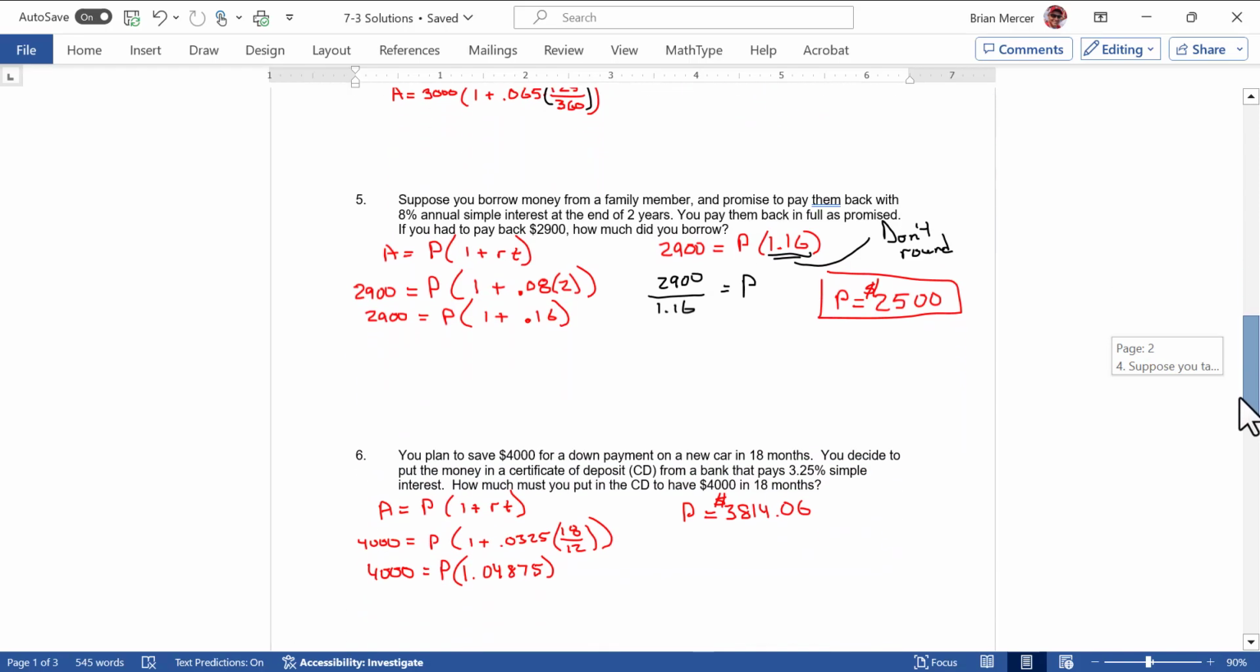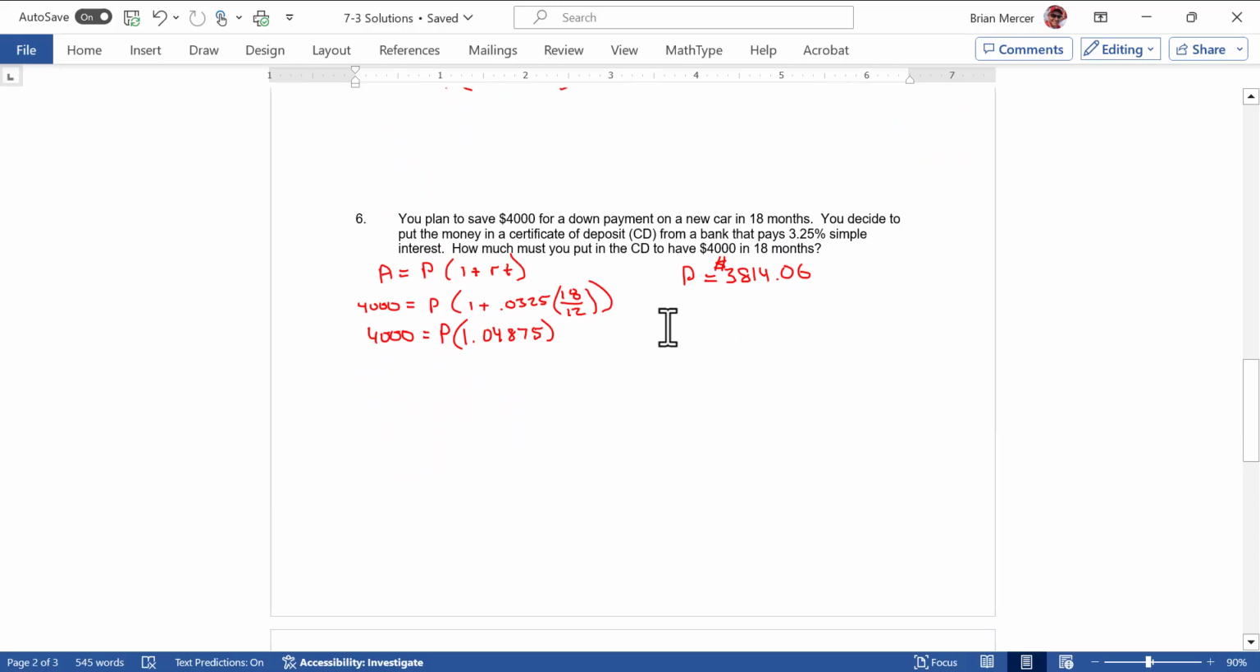So moving on to another one here. So same idea. You plan to save $4,000 for a down payment for a new car in 18 months. You decide to put money in a certificate of deposit, so that's a CD. You hear people talking about a CD from a bank that pays 3.25% simple interest. So how much do you have to put in now to have $4,000 in 18 months? So again, you're trying to find P. So P, you look at this formula, A equals P times 1 plus RT. So we don't know P, so we put everything else in here. So we put the 4,000 in, that's what we want to end up with.